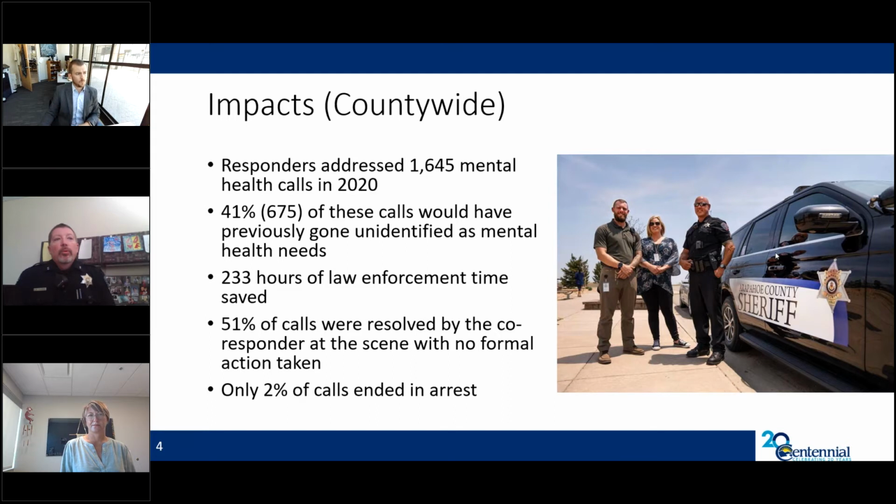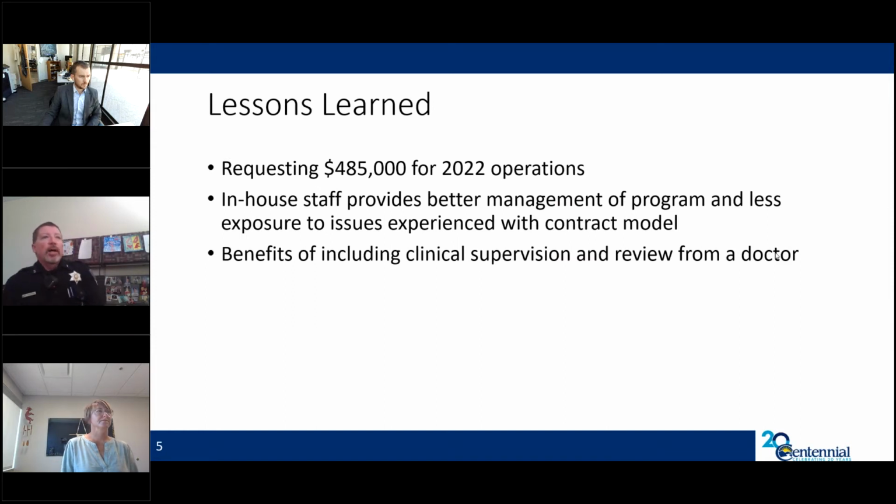And then 51% of these calls were resolved by the co-responder at the scene. So no additional action was needed. They didn't need to be transported anywhere. And only 2 of those calls ended up in arrest for the entire year, 2% of those calls. So very successful impacts for us. And Alicia, if you want to go to the next slide, we'll talk about what we did learn through that.